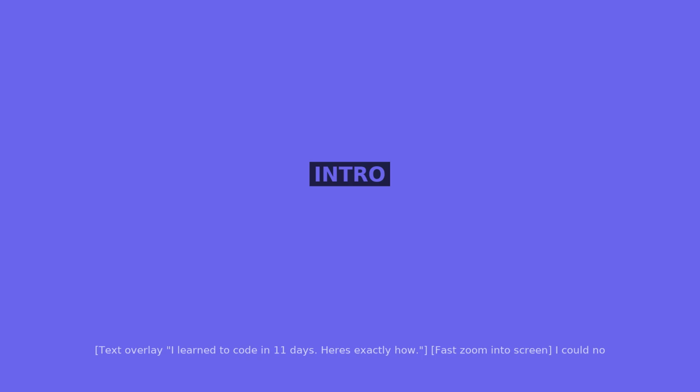Hack 1, delete and fix. Screen recording, a complete working function. Step 1, delete it. Delete the code. All of it. Blank screen. Now rebuild it from scratch.